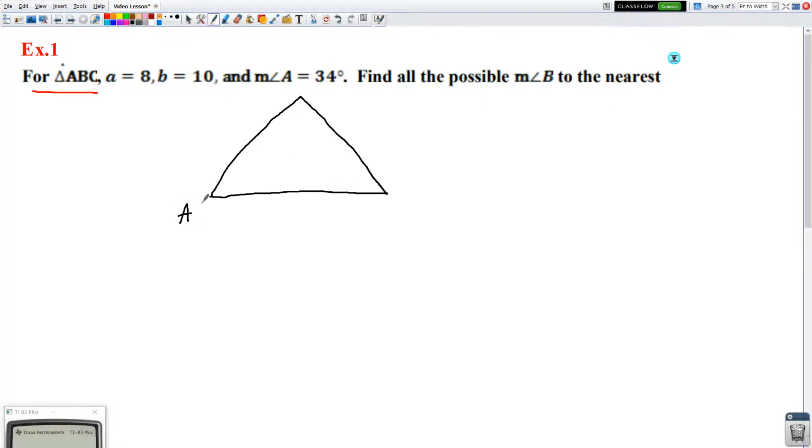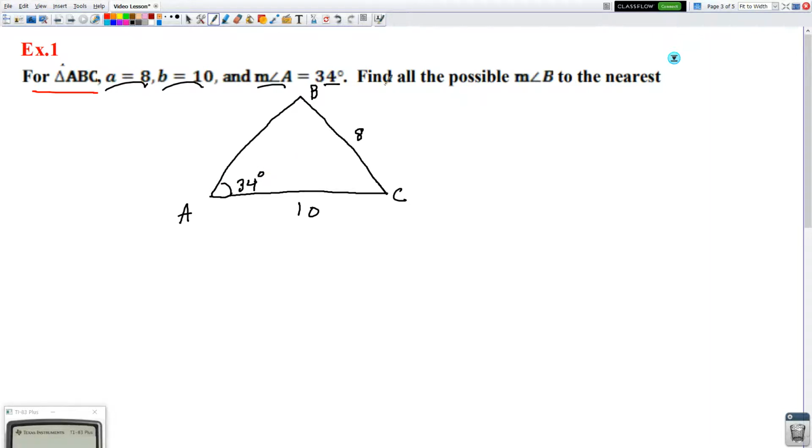Let's just label it. This is A, this is B, this is C. Little a is 8, so that means that the opposite of A is 8. Little b is 10, so that means that the opposite is 10 right here. And we have that angle A is 34.